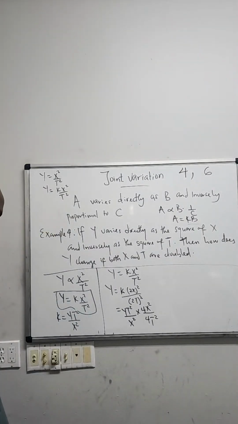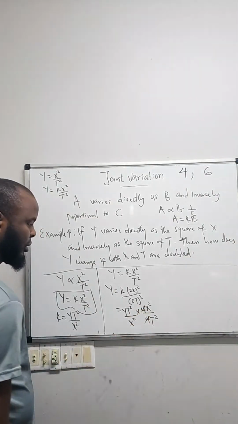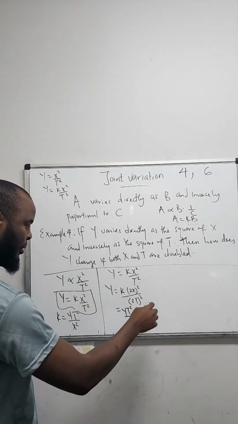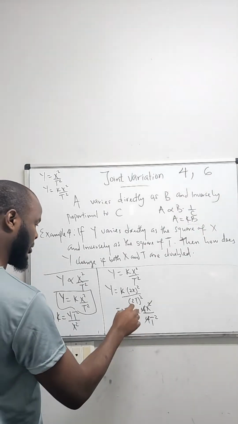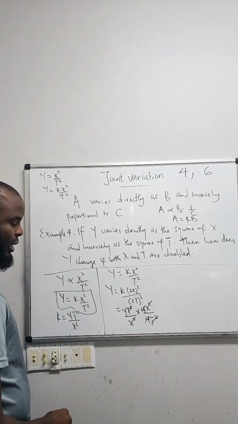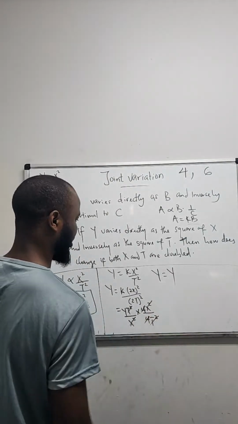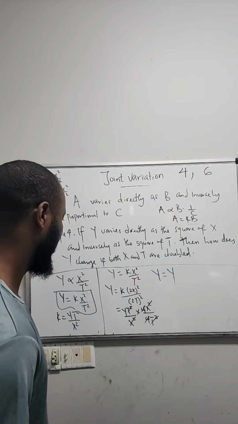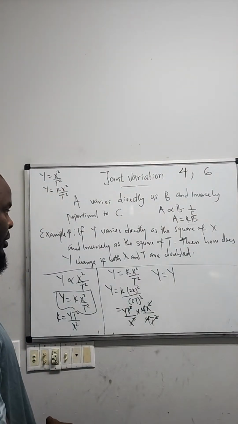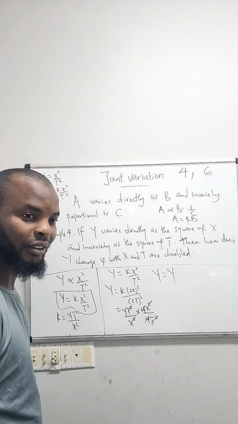Even if you square this, it still cancels. Here, x squared is going to cancel x squared, and t squared is going to cancel t squared. So y remains the same. Nothing is changing. y is not changing.